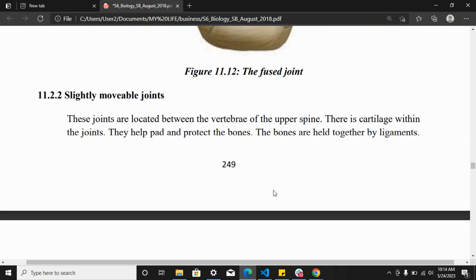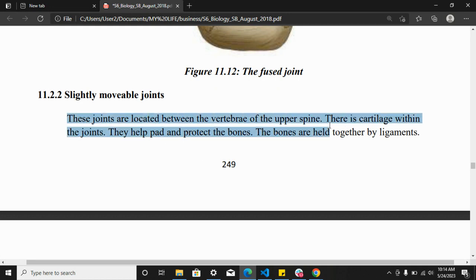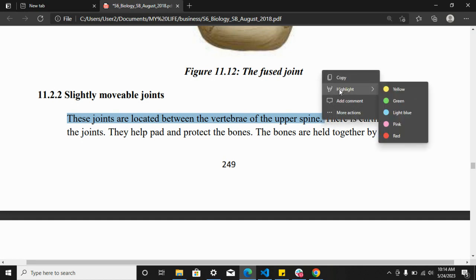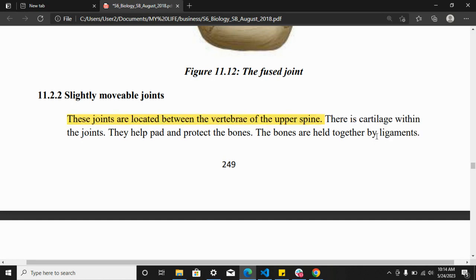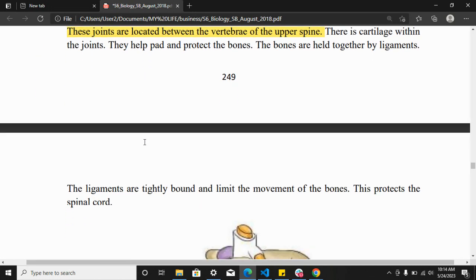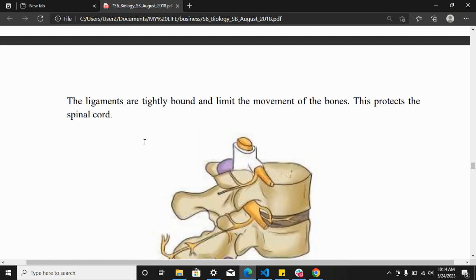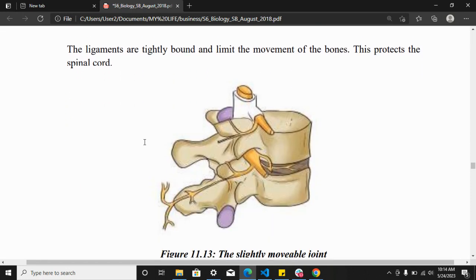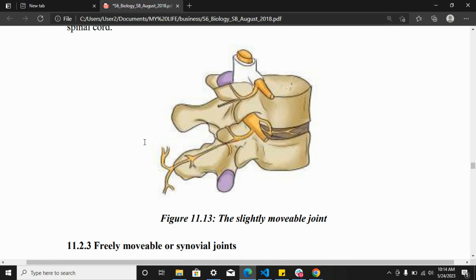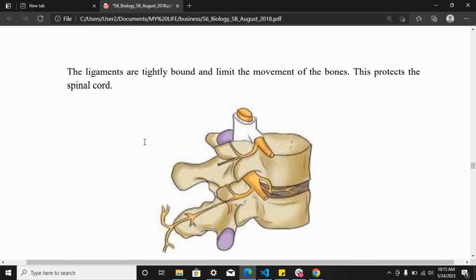Ikindi rero ni joints zitwa slightly movable joints, ni ukuvuga ngo these joints are located between the vertebrae of the upper spine, sibyo? Ziraboneka kuri vertebrae upper spine, actually ni mu ijosi. So they are cartilage within the joints, they help pad and protect the bones. So the bones are held together by ligaments. The ligaments are slightly bound and limit the movement of bones. This protects the spinal cord. Novango movement iraba iri connected with ligament ariko movement iri limited.